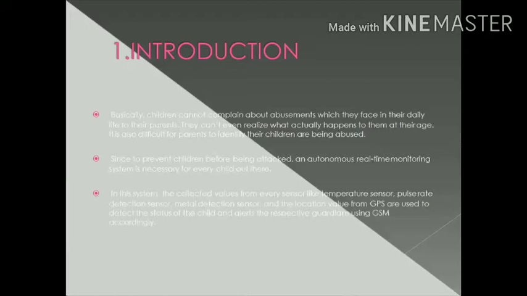Basically, children cannot complain about the abuse which they face in their daily life to their parents. They can't even realize what actually happens to them at their age. It is also difficult for parents to identify that their children are being abused. So to protect children before being attacked, an autonomous real-time monitoring system is necessary for every child out there.